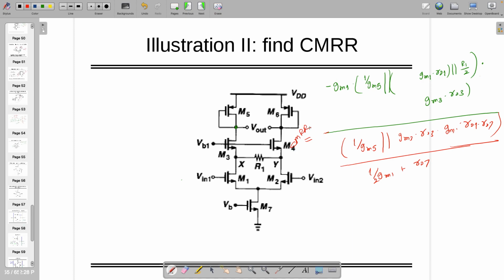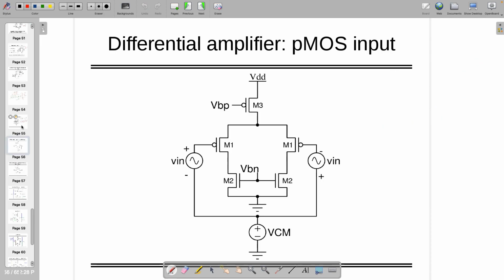Okay. So 2 GM or no 7. Right. Okay. So now this is almost like the end of that CMRR.